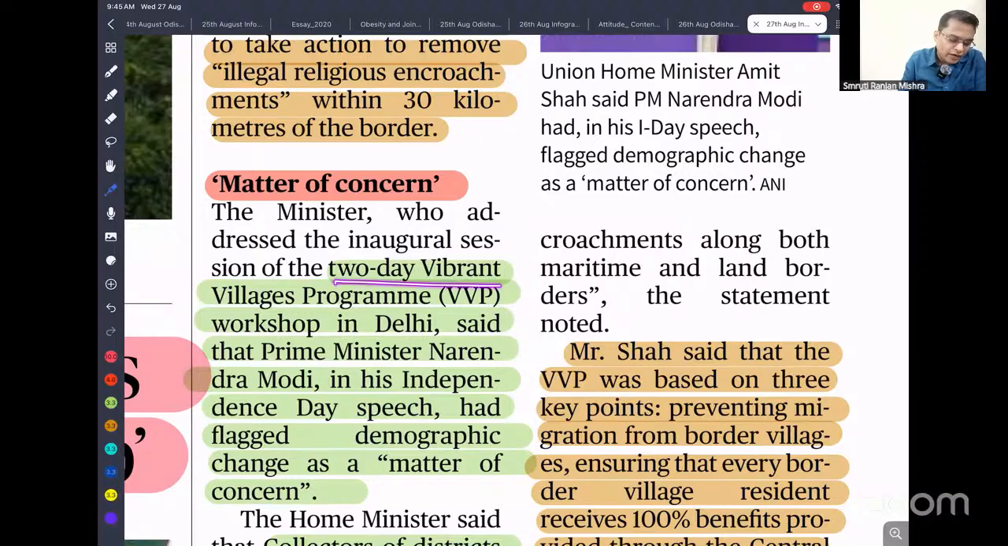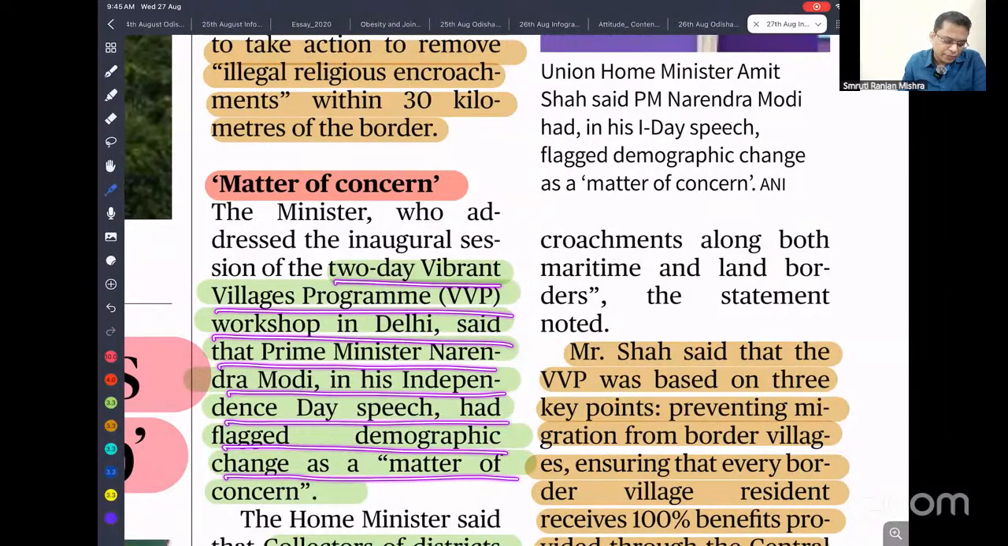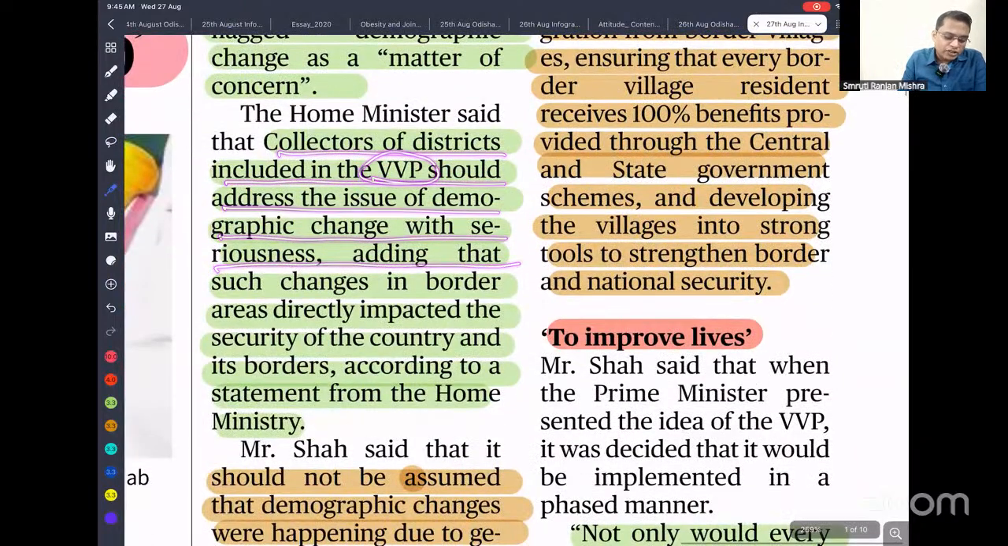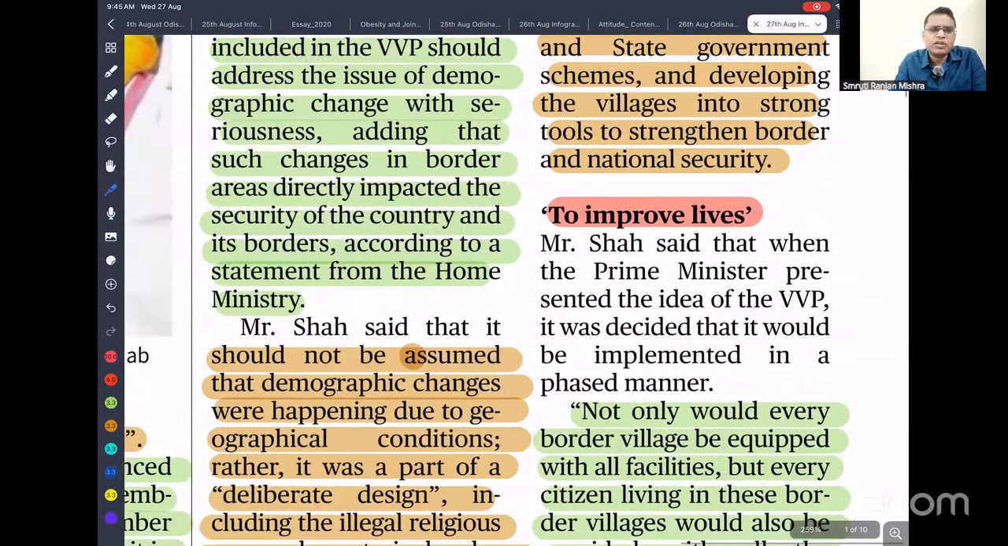At a two-day Vibrant Village Program workshop in Delhi, it was noted that Prime Minister Narendra Modi, in his Independence Day speech, flagged demographic changes as a matter of concern. The collectors of districts covered by the Vibrant Village Program should address the issue of demographic changes with seriousness, adding that such changes in border areas directly impact the country's security and border, according to the statement by the Ministry of Home Affairs. We have seen that in border areas, if uncontrolled migration happens, it also leads to illegal activity, drug trading, weapon trading. That is going to impact our security also.